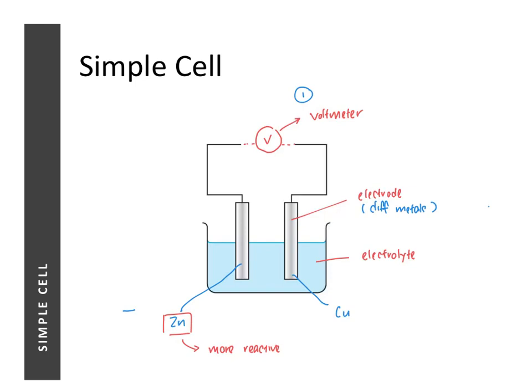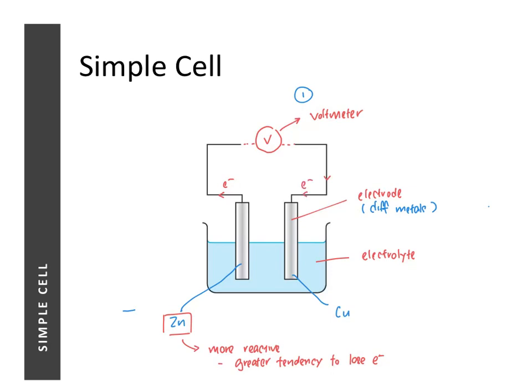Now what does it mean when we say that a metal is more reactive? It means that the metal has a greater tendency to lose electrons. So when you connect zinc to copper, zinc has a greater tendency to lose electrons, so zinc will give away its electrons to copper.